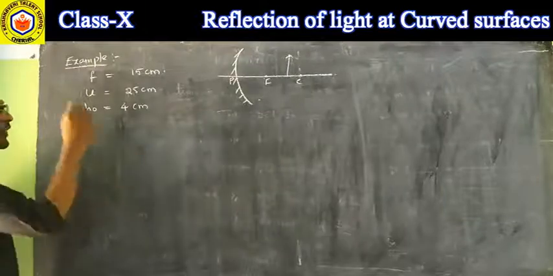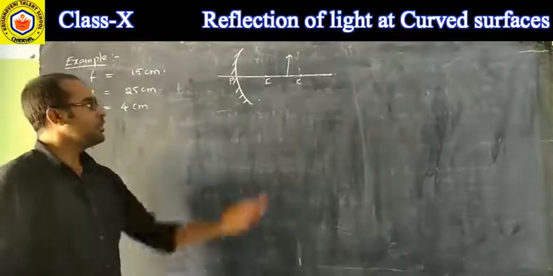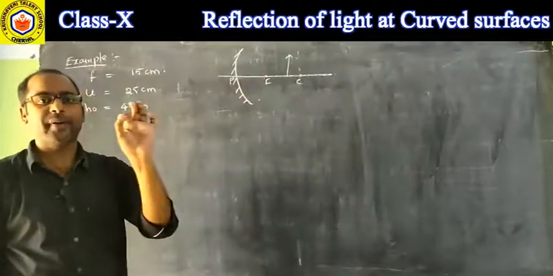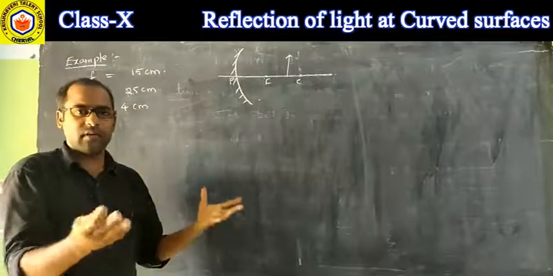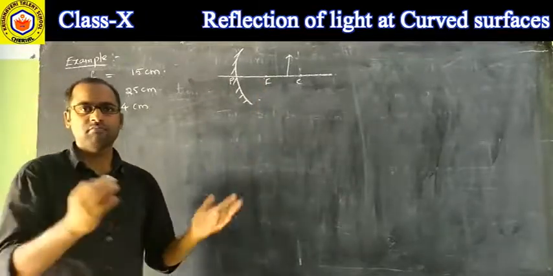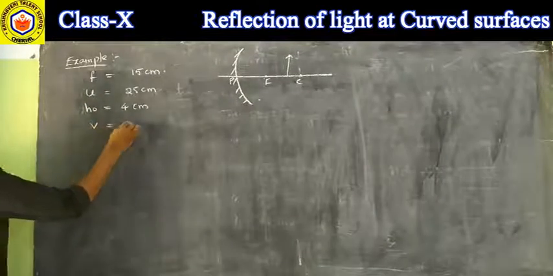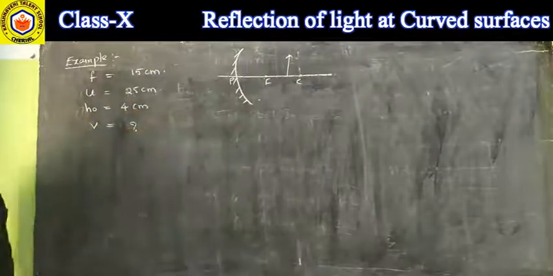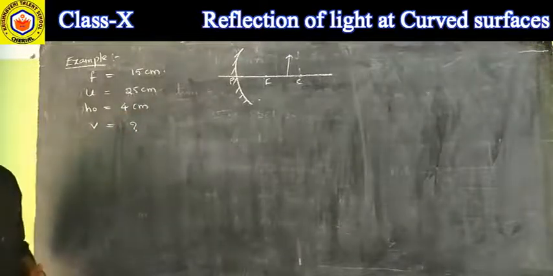And they asked to calculate where the screen should be placed to get a sharp or bright image. That means what is the image distance? If we calculate the image distance, there we can place the screen to get the bright image. So V equals what? Let us use the sign conventions for this.